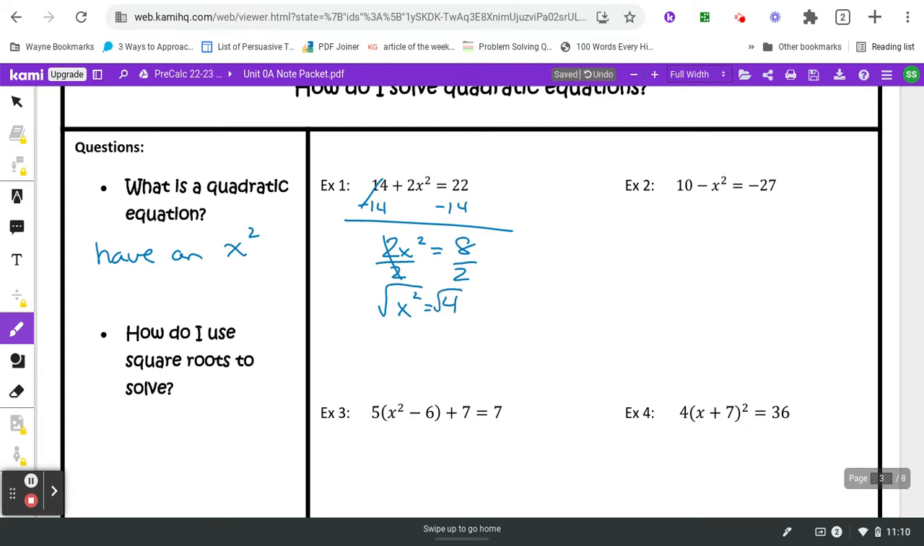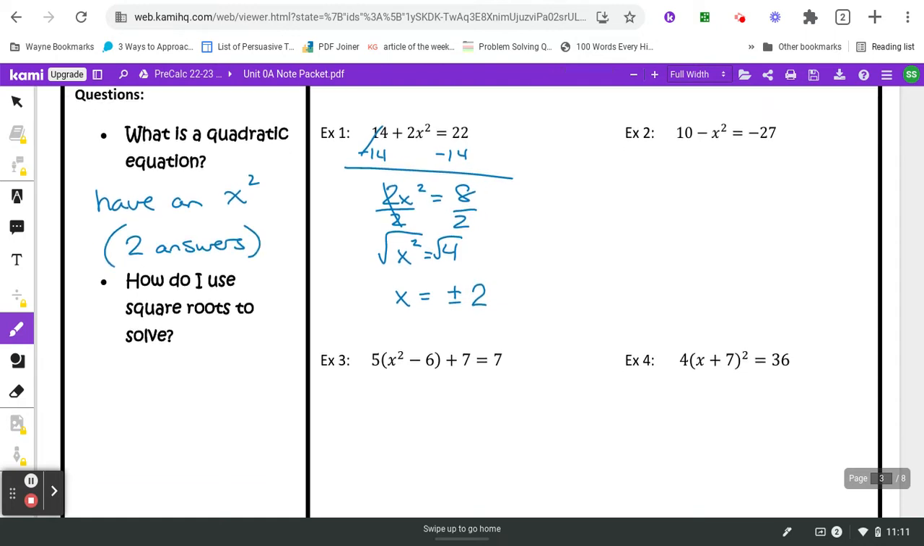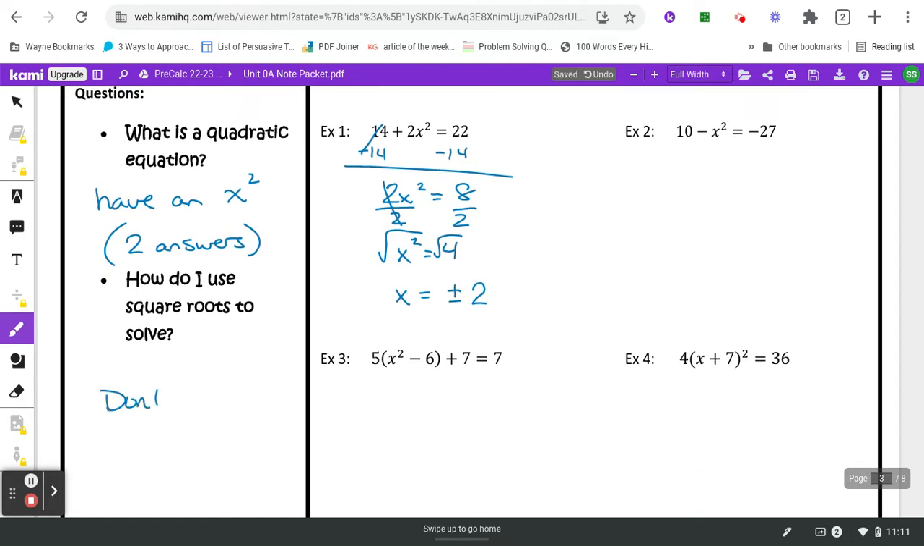And when we square root both sides, it's important that we get a plus or minus sign and then our 2. And the reason for the plus or minus is because when you square a number, whether it's positive or negative, it does always end up being positive. So let's just make a little note over here. We're always going to have 2 answers. And then down here, don't forget our plus minus sign.